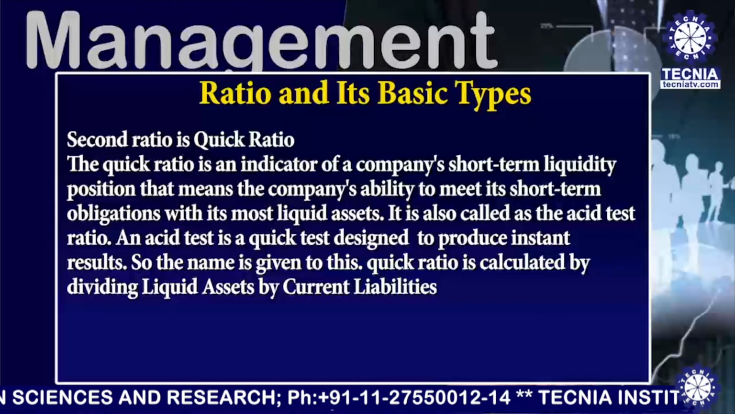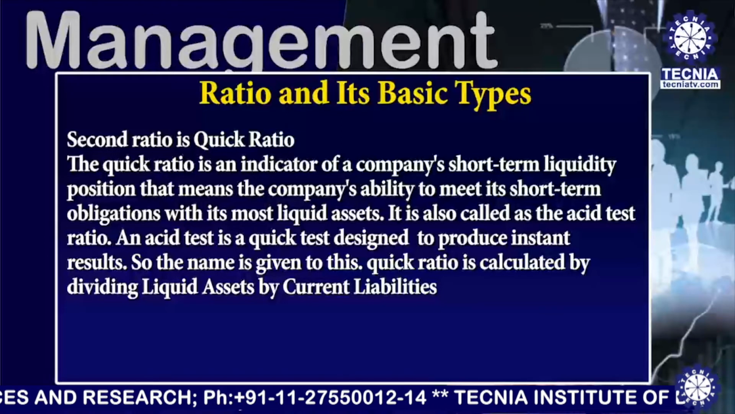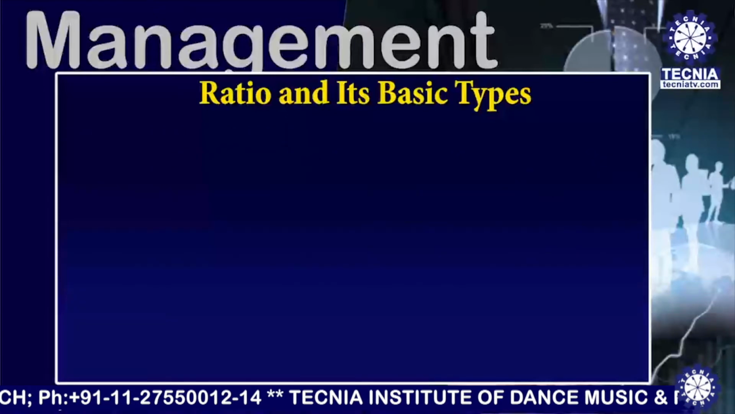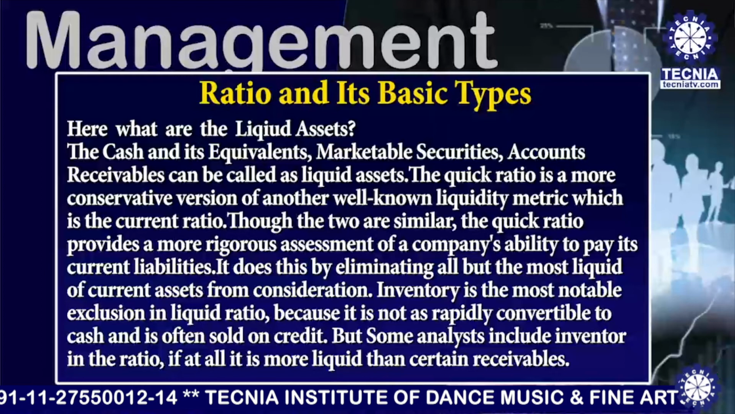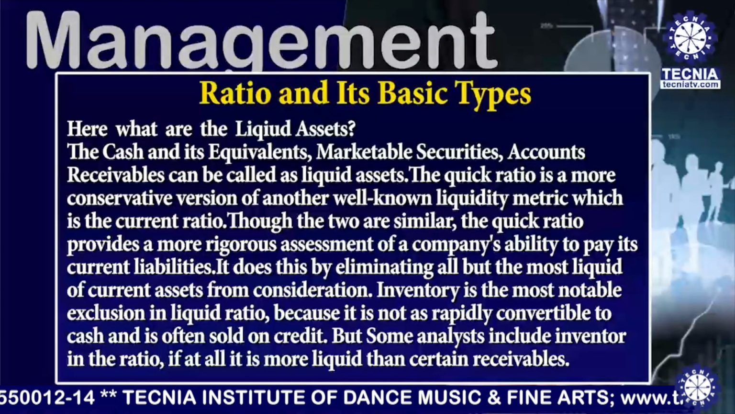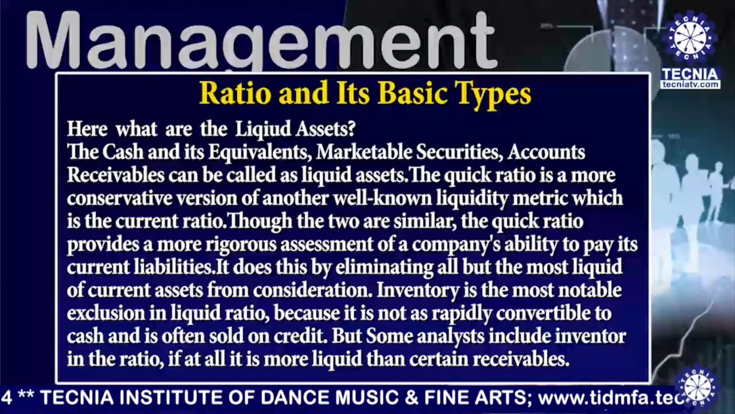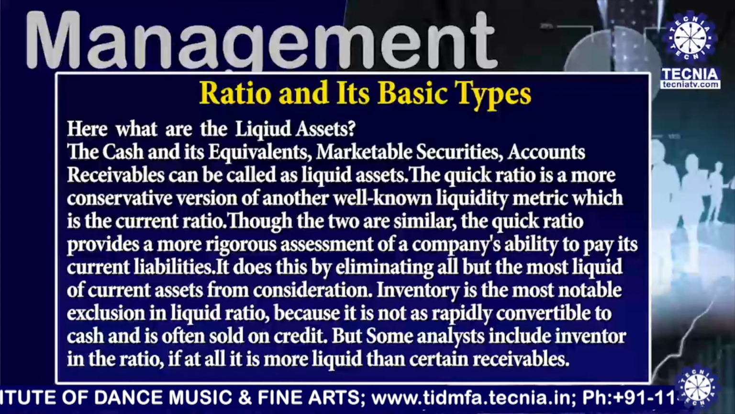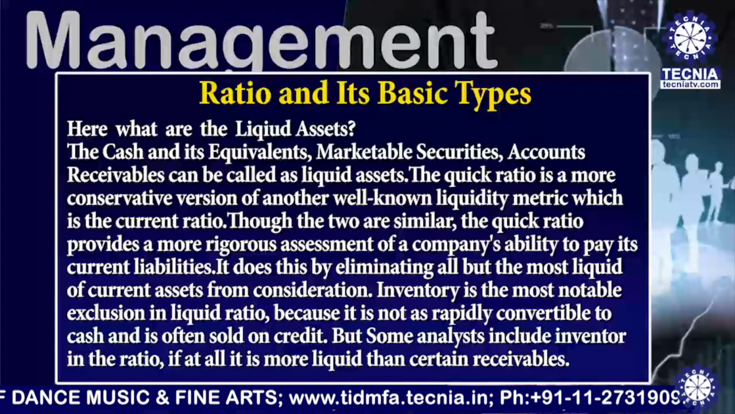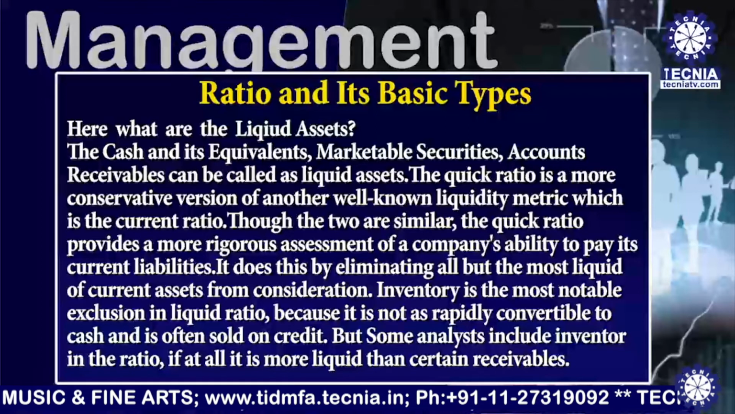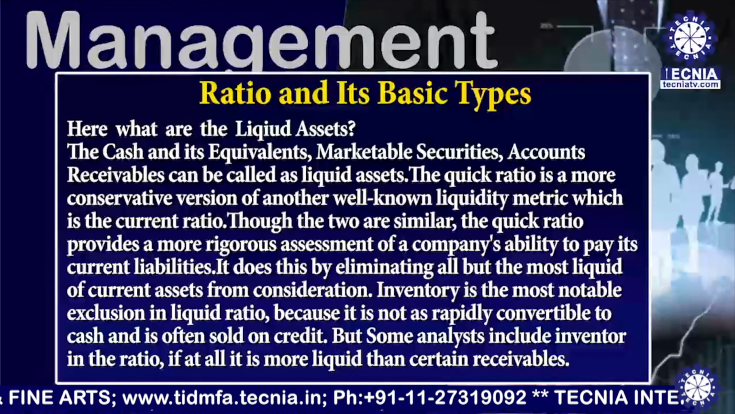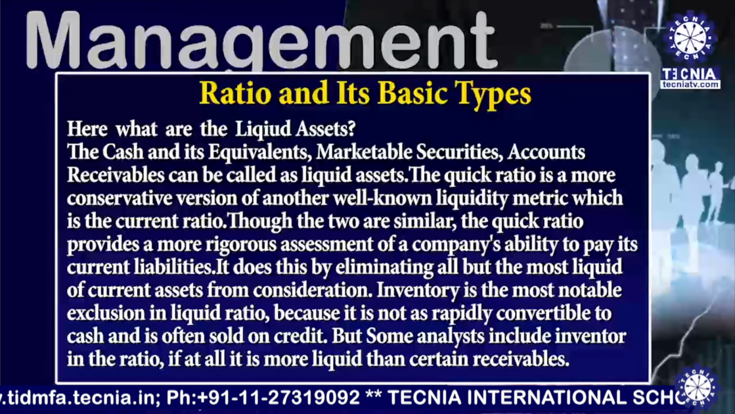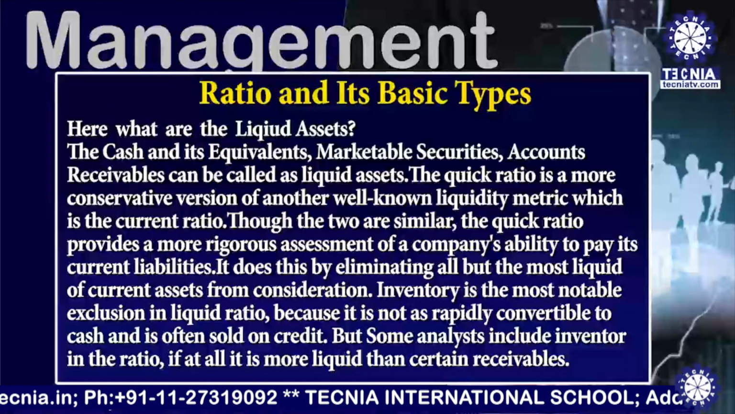Quick ratio is calculated by dividing liquid assets by current liabilities. Here, what are the liquid assets? The cash and its equivalents, marketable securities, and accounts receivable can be called liquid assets. The quick ratio is a more conservative version of another well-known liquidity metric, which is the current ratio.